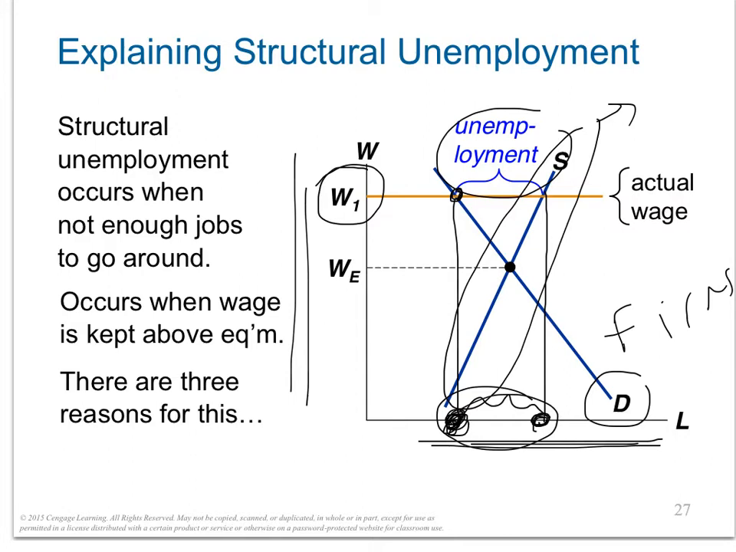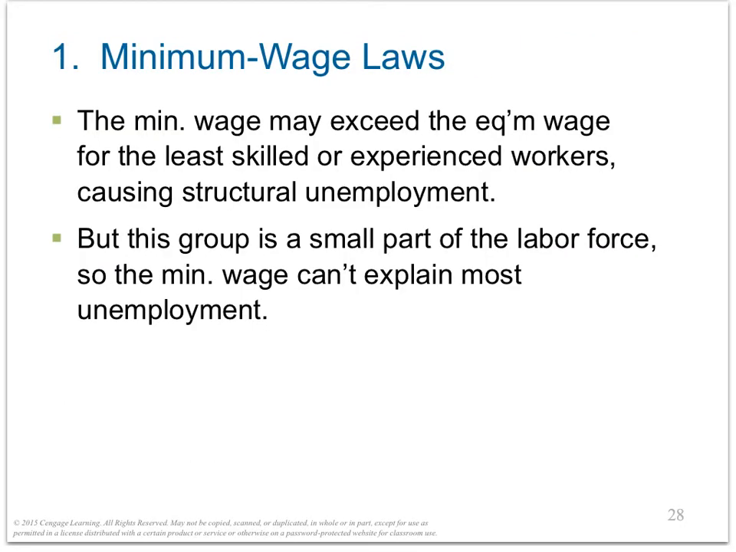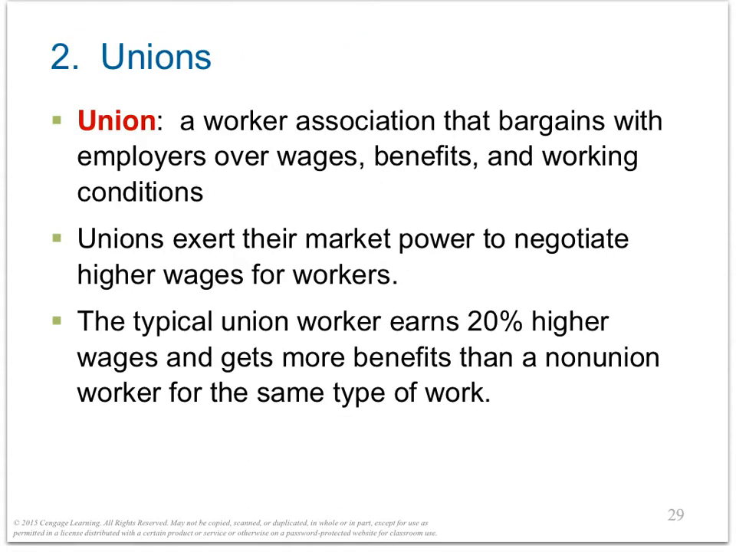There are three reasons for structural unemployment. The first one is the minimum wage. Minimum wage may exceed the equilibrium wage for the least skilled or experienced workers, causing structural unemployment. But keep in mind, this group is a small part of the labor force, so the minimum wage cannot explain most unemployment. Now, the second one is unions.